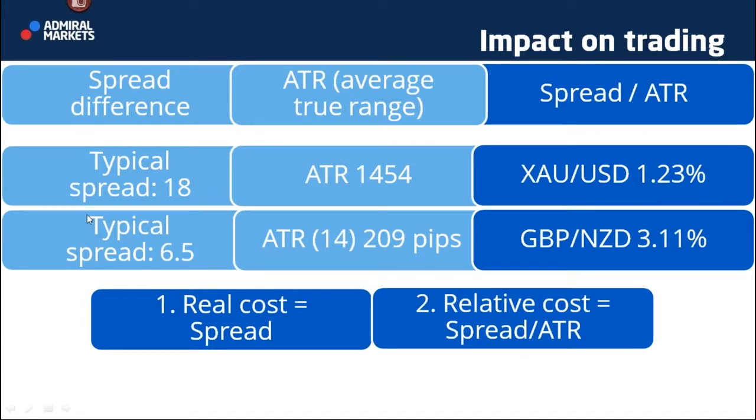But that's just looking at the real cost. What is the real cost of entering and exiting the market? That's the spread. But what is the relative cost? Well, that's basically taking the spread, as you can see at the bottom, and dividing that by the ATR, which is the average true range. It explains and shows the volatility of the market. How much movement do we actually have on that currency pair?